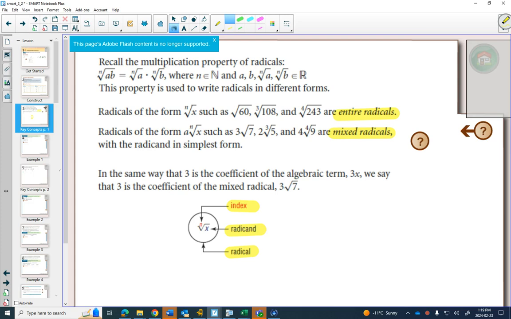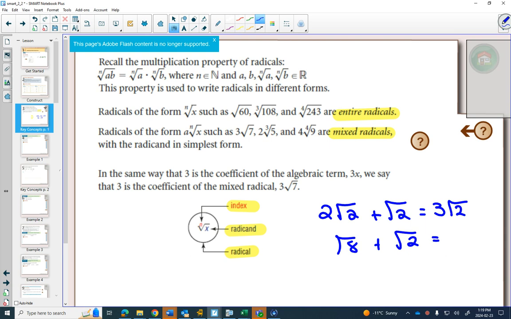And we learned from our activity that when we were adding and subtracting radicals, it was much easier if they were mixed radicals. In other words, you saw that 2 root 2's plus 1 root 2 was equal to 3 root 2's, which was much easier than taking root 8 plus root 2 and getting root 18. So one of the things that we're going to want to get really good at is switching back and forth between writing radicals as mixed radicals and as entire radicals.